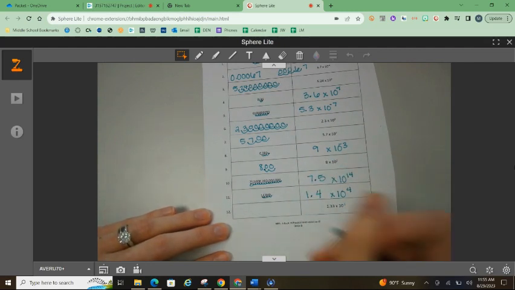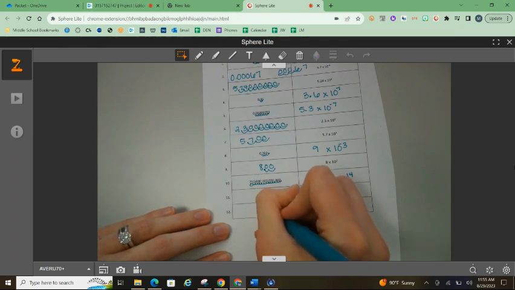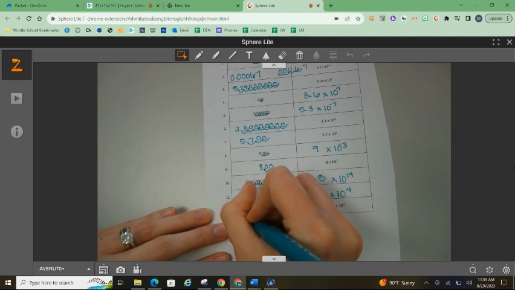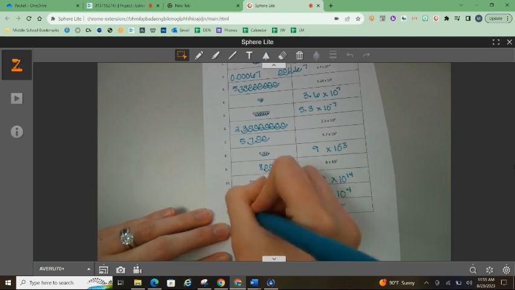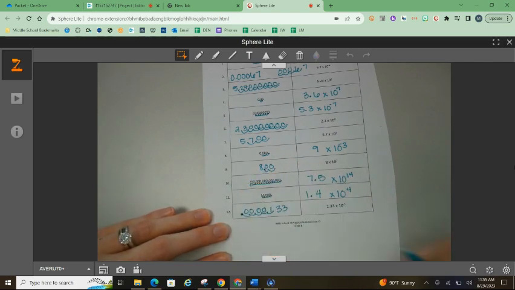Last but not least, I have a negative exponent, so I'm going to be moving my decimal to the left. So I go 1, 2, 3, 4, 5. And my decimal ends up here, and I fill in with zeros.